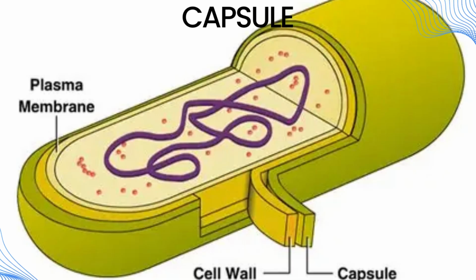It is a protective layer that shields the bacterium from desiccation, and that is drying out. It also protects the bacteria or the prokaryotic cell against phagocytosis by white blood cells. It also helps in attachment of the bacteria or prokaryotic cell to the host tissue or surfaces. This is important in infection. Also, as a virulence factor, capsules make bacteria more dangerous by helping them evade the immune system.